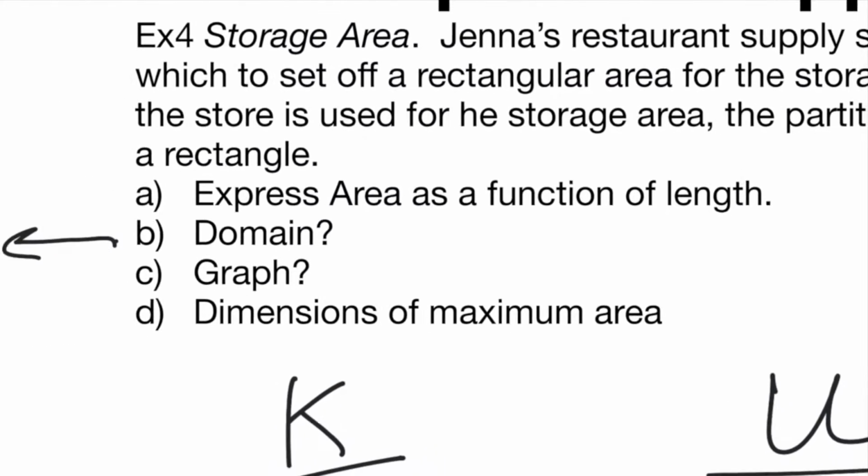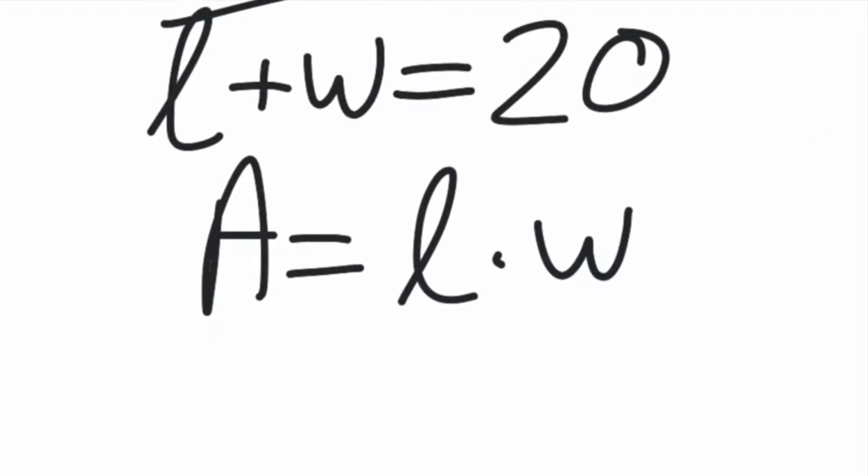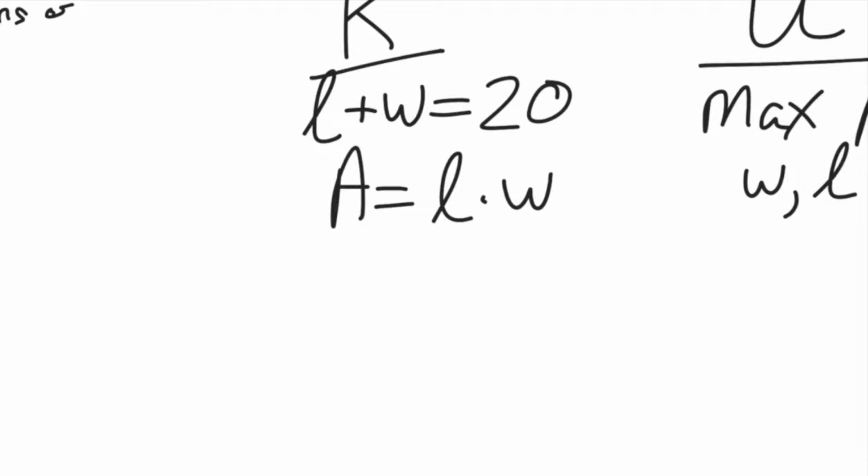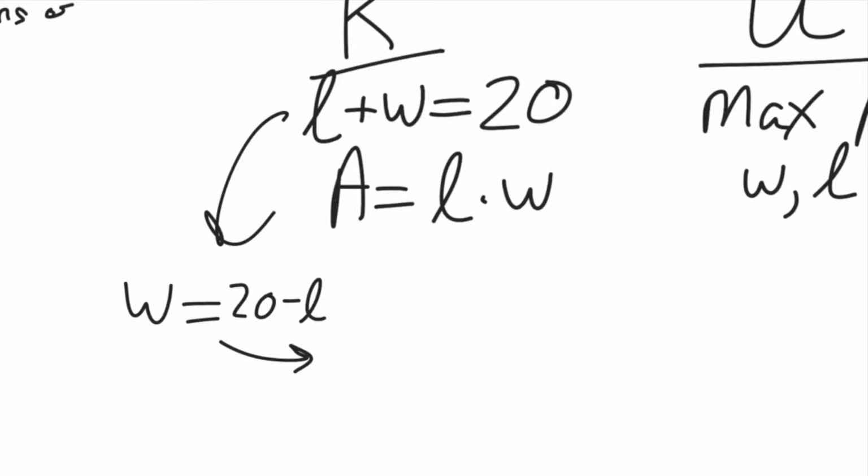Part A says express the area as a function of length. And so it's almost there. Look, it's area as a function of length. But what's this W? We've got to get rid of it. How are we going to get rid of it? We're going to use the other known that we have. Here, we can figure out what W should equal. Subtracting L from both sides, we get 20 minus L. And let's plug that back into the area equation. We get area is equal to L times no longer W, but what W is equal to. It's equal to 20 minus L.